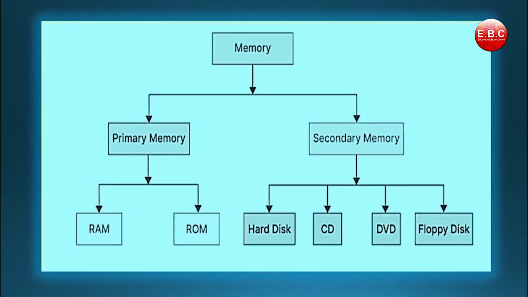Here is a chart of memory. There are two categories. First one, primary memory, and second one, secondary memory. Primary memory has two categories, RAM and ROM, random access memory and read-only memory. Secondary memory contains hard disk, CD, DVD, floppy disk, etc.